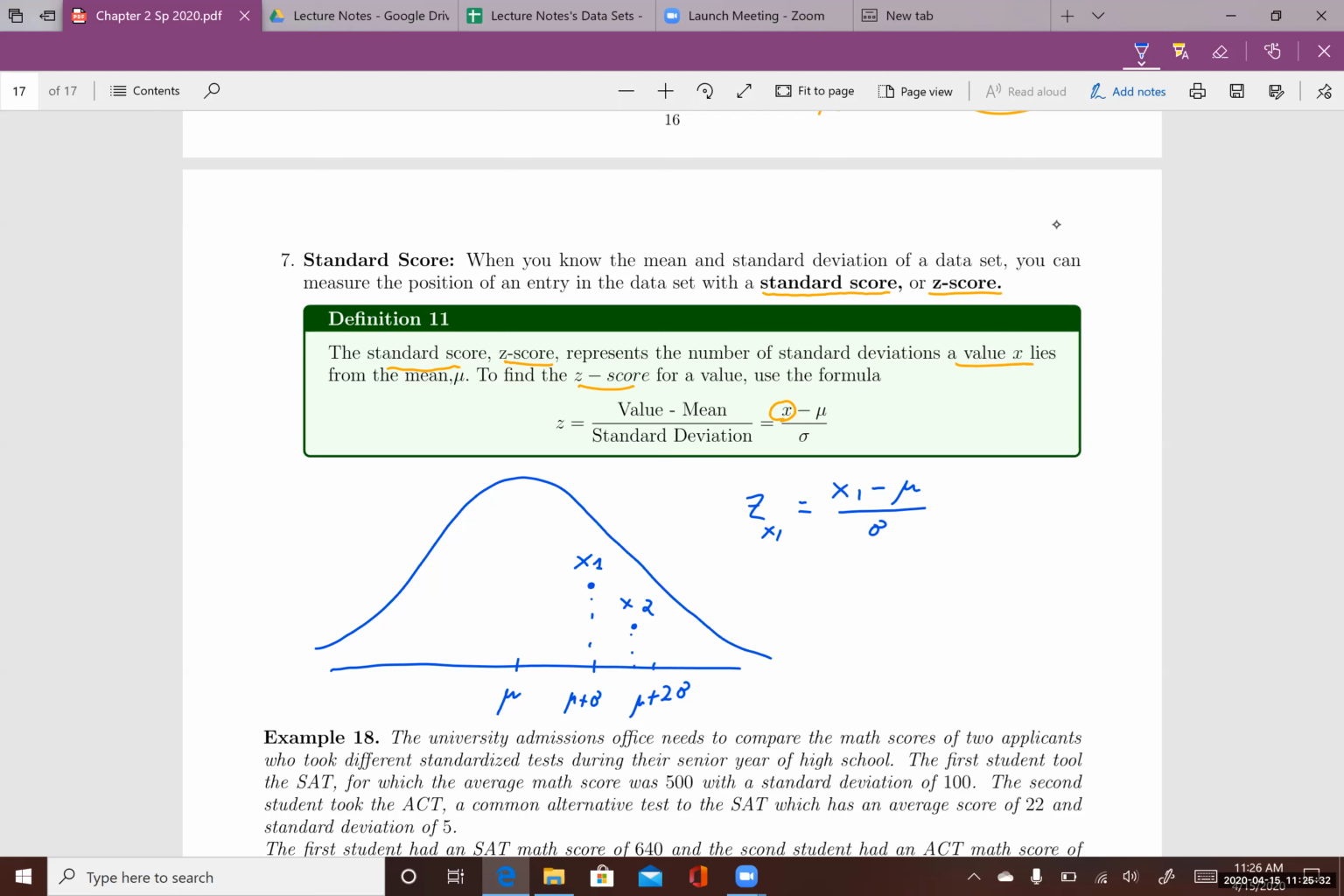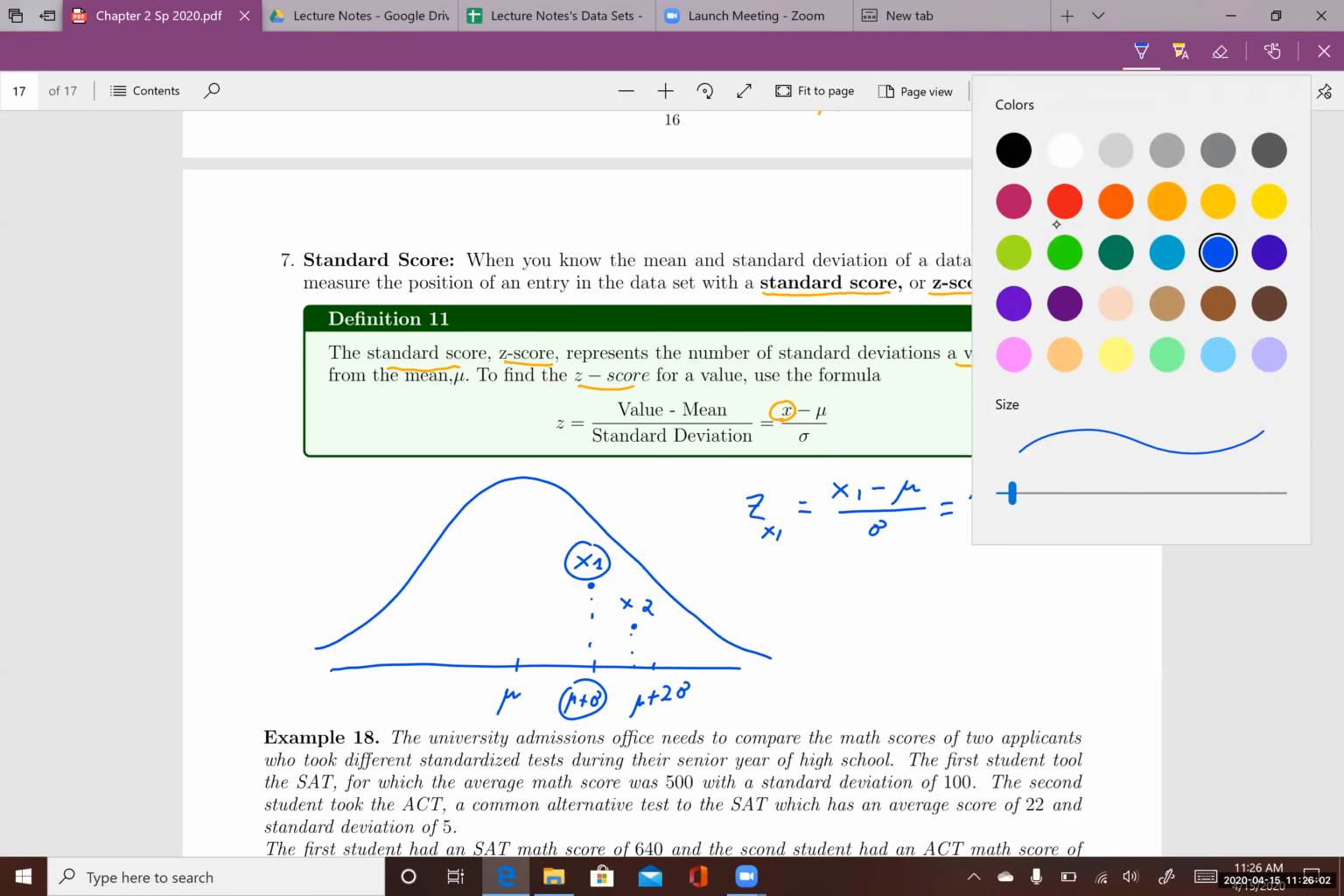And I know that x1 equals mu plus sigma. I replace it with mu plus sigma and then divide by sigma. And what I get from this is going to be 1. So if x1 equals mu plus sigma, then the z-score is 1. And you know right away that this x1 here is 1 standard deviation away from the mean.